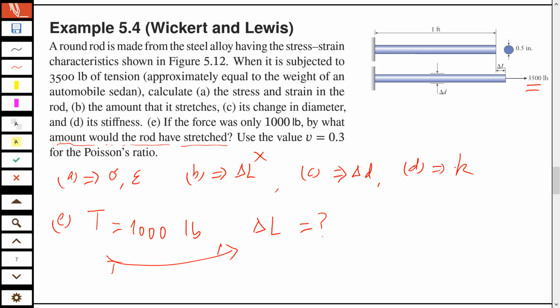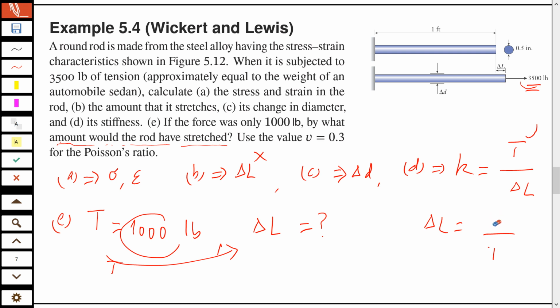So I have just told you the definition of K. So when we change T, instead of 3500 we make it 1000 lb. So delta L will also change. Delta L will simply be K divided by T. No, T divided by K, sorry.